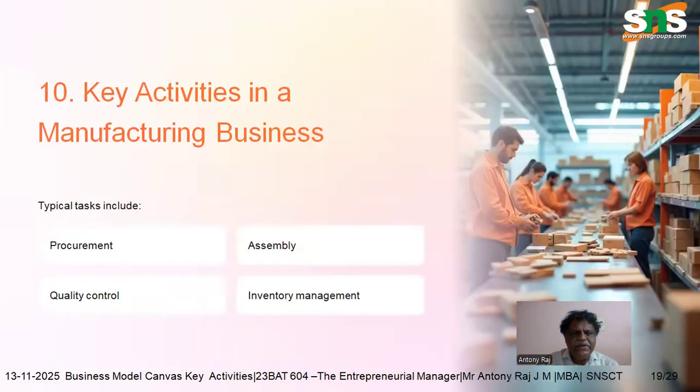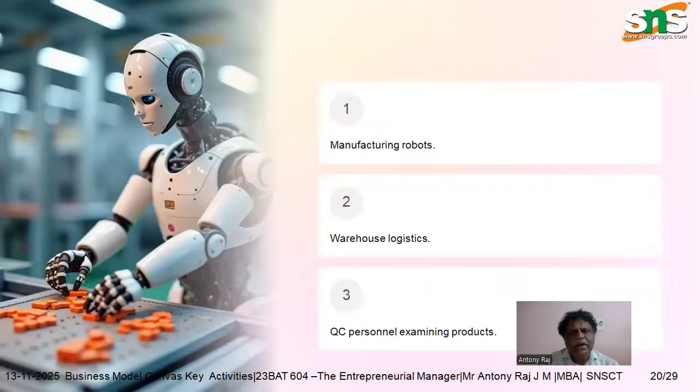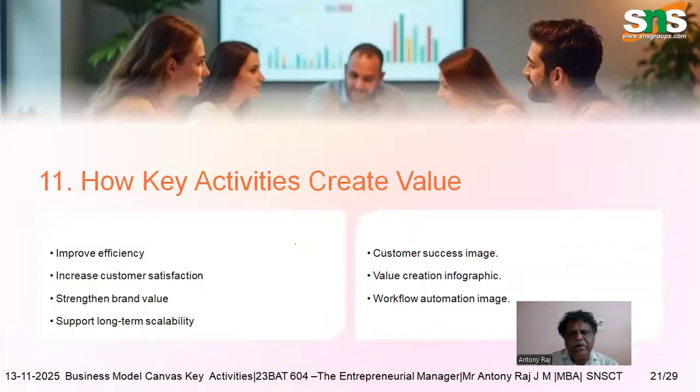Key activities in a manufacturing business. What are the typical tasks? They include procurement, quality control, assembly, and inventory management. These are some of the key activities in a manufacturing business. An example: manufacturing robots, warehouse logistics, and QC personnel examining the products.